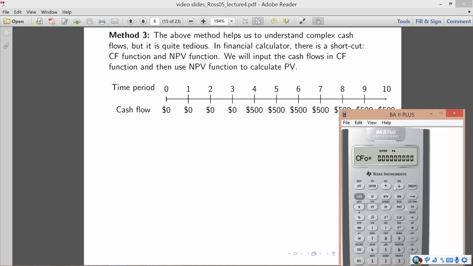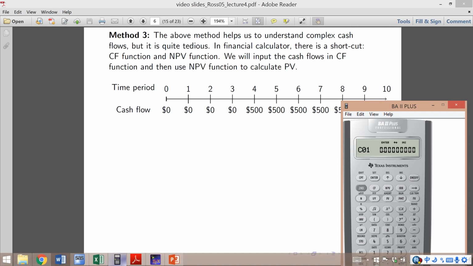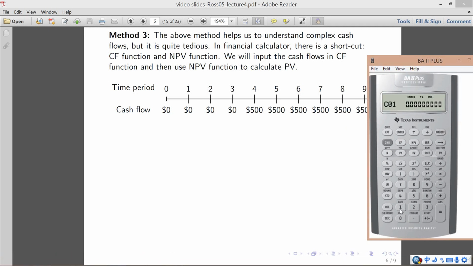So the first thing the financial calculator wants to know is your CF0, which is the cash flow at time 0. Okay, so obviously it's 0 because there's nothing. So first one, 0. And now remember, you need to enter. Okay, once you enter, you're going to see the equal sign. And then you go down. It's asking you what's the next cash flow. Okay, so at time 1, the value is again 0. So we're going to go 0, enter. And you go down.